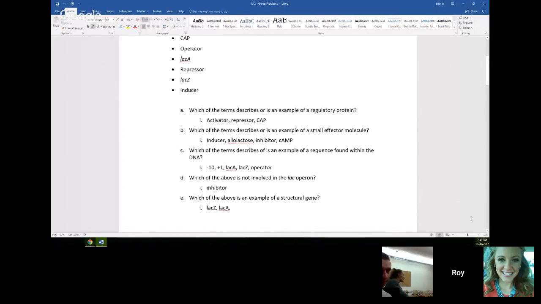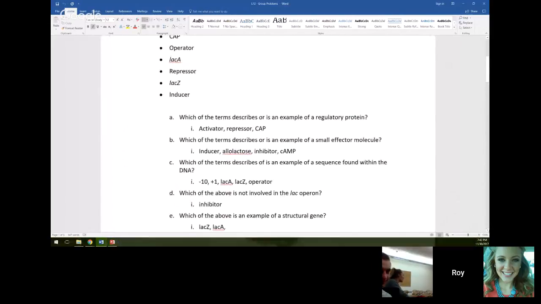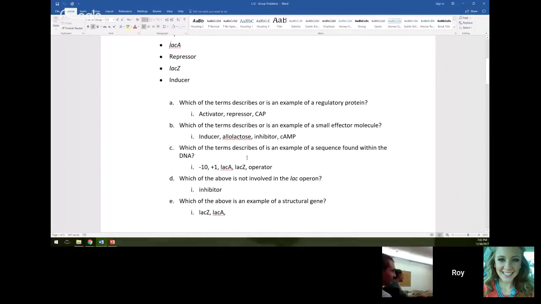Which of the terms is an example of a sequence found within the DNA? -10, +1, lac A, lac Z, and operator. Which of the above is not involved in the lac operon? The inhibitor. Which of the above is an example of a structural gene? Lac Z and lac A.